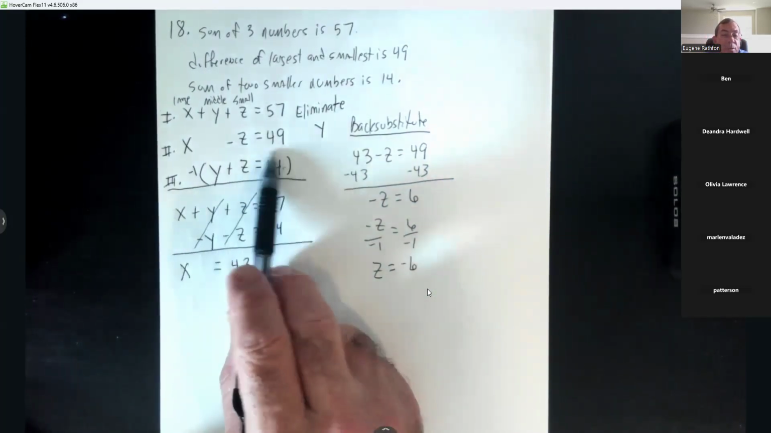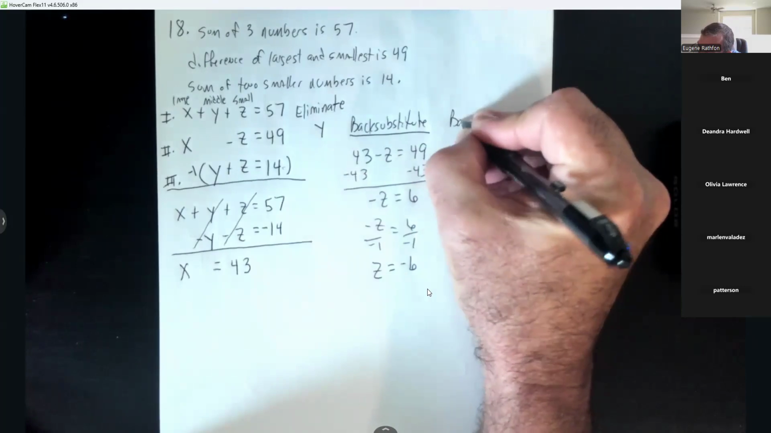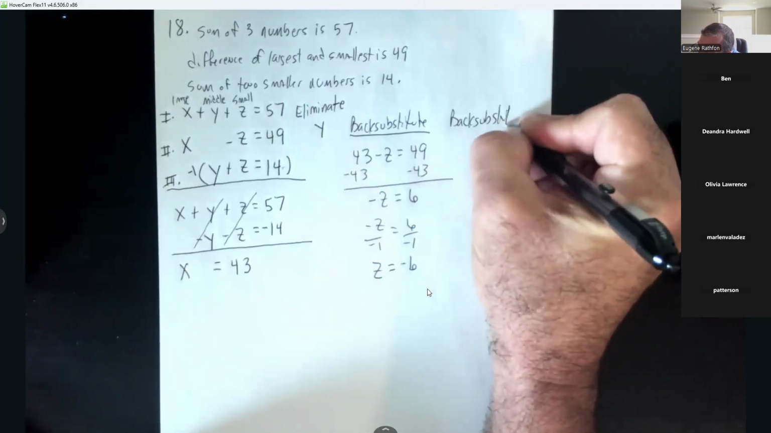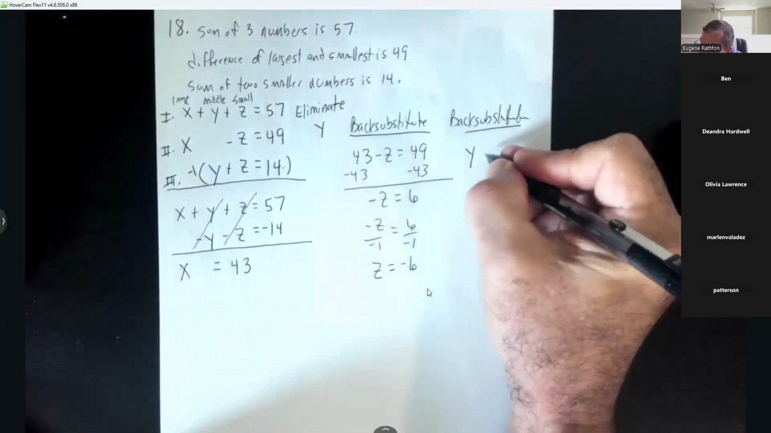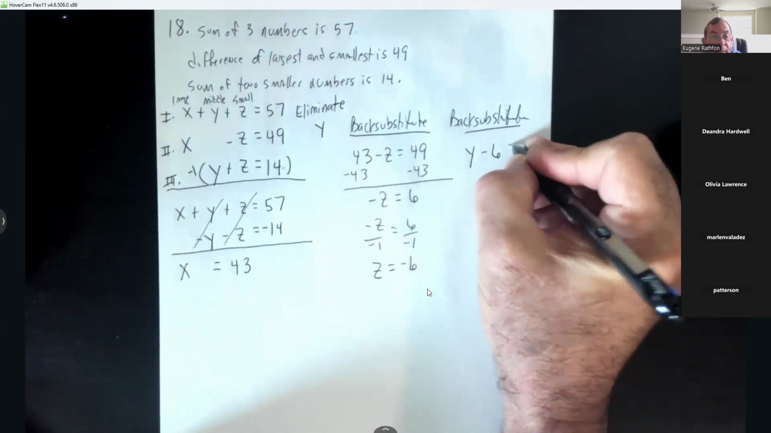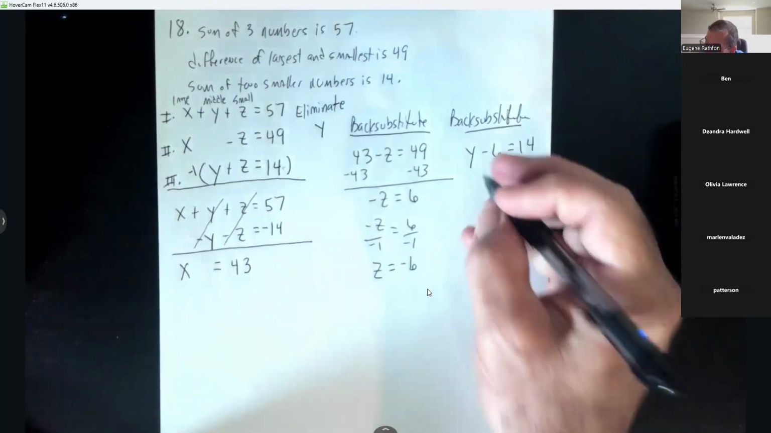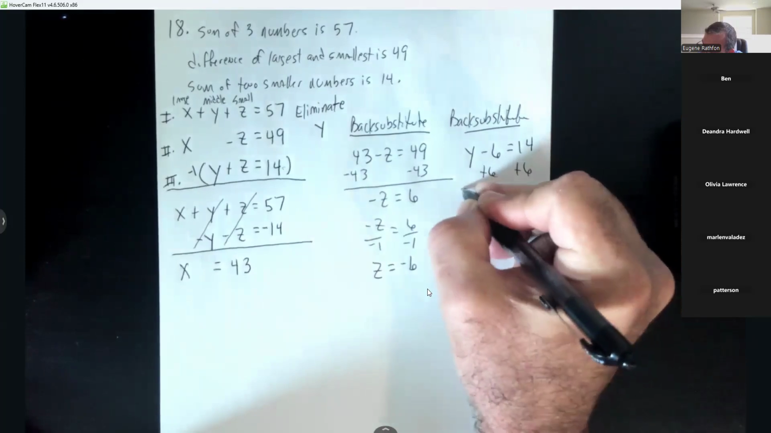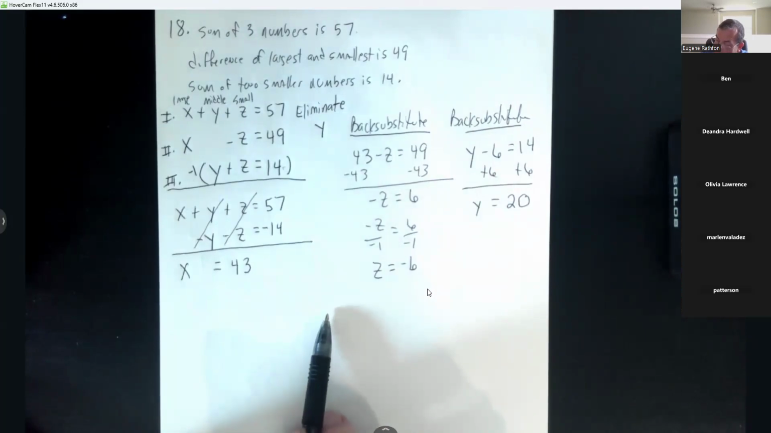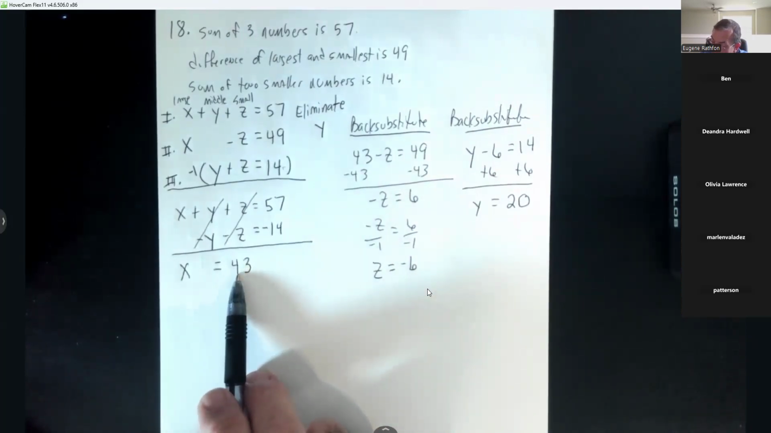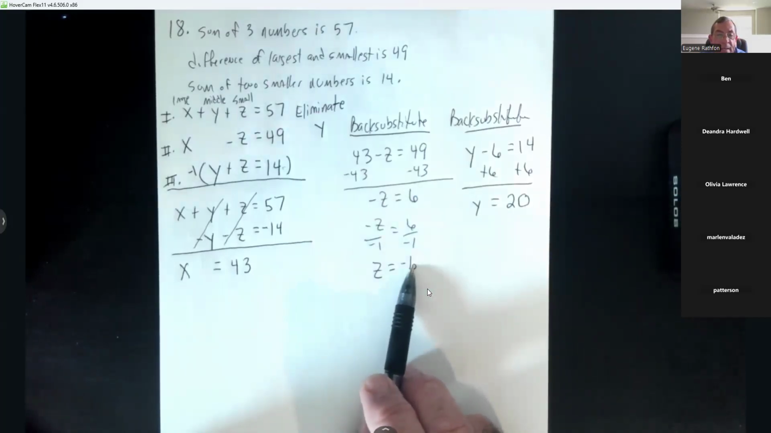So I can either use this one and get my Y. So I think I'm going to back substitute into that one. And then said Y, which I don't know, plus Z, which is a -6, has to equal 14. And y'all, to solve that, I'm just going to add 6 to both sides. And again, Y equals 20. So my largest number was 43 for my X. My middle number was my 20. My smallest number was -6.